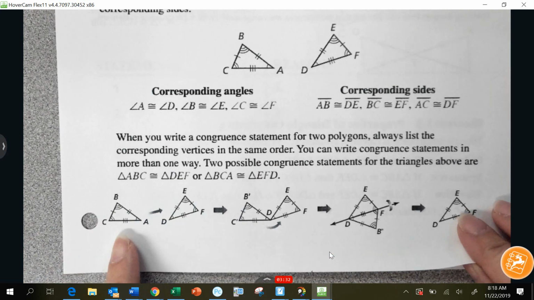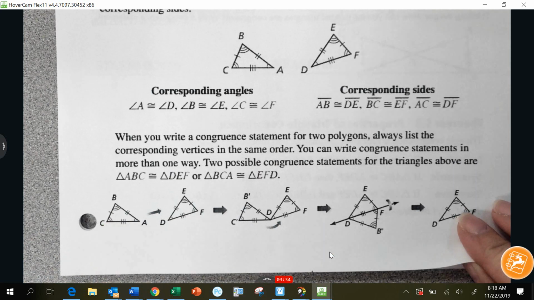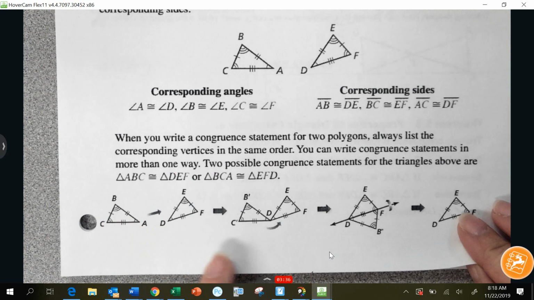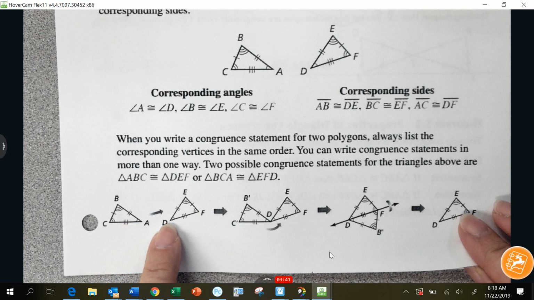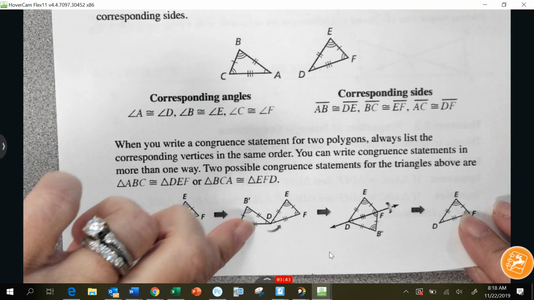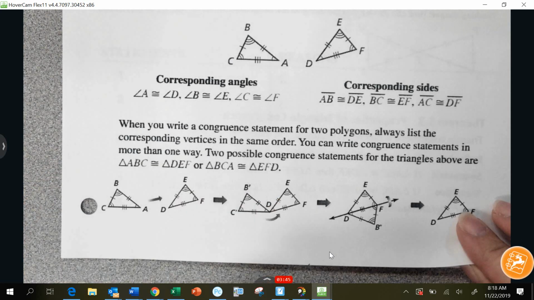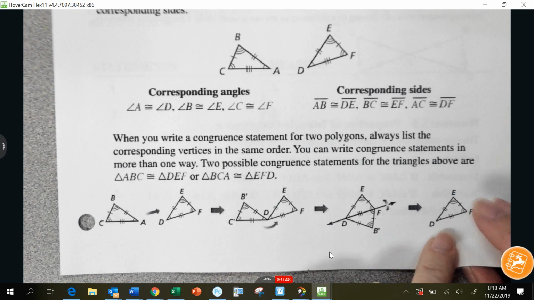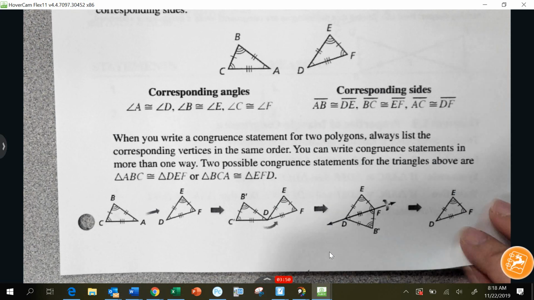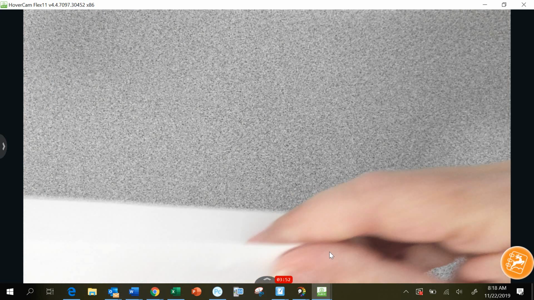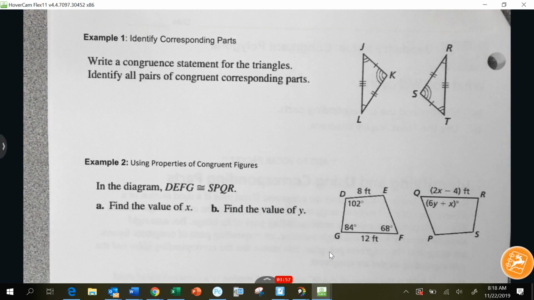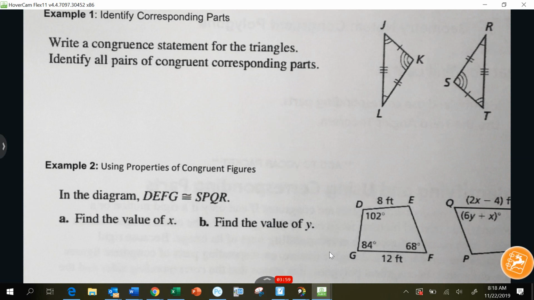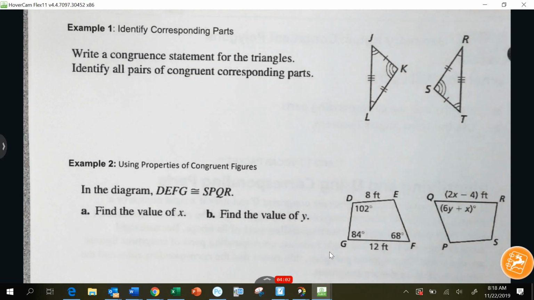This here is just showing you if, for this one to get to this one, we translate ABC over, and then we rotate it, and then we reflect it, it'll be the same as the original. Or the new one, I should say. Okay, here's an example. A congruent statement for the triangles. Identify all pairs of congruent corresponding parts.